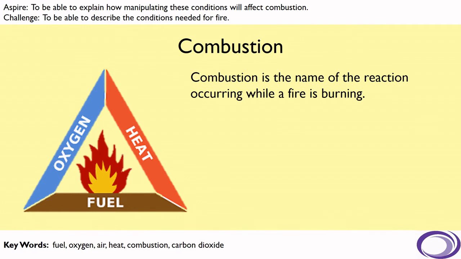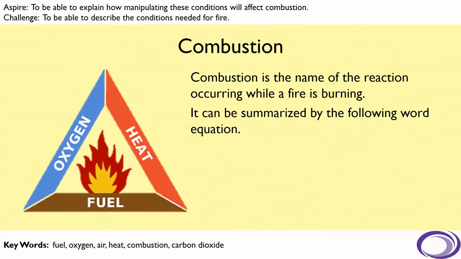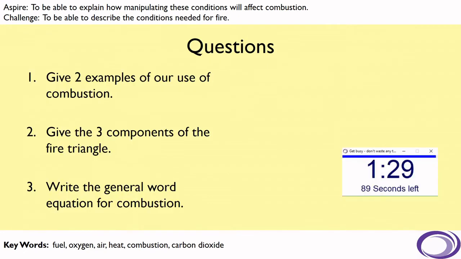Now, combustion is the name of that reaction that is occurring while the fire is burning. It can be summarised by a word equation. Fuel plus oxygen forms carbon dioxide plus water. Now I'd like you to have a go at answering these 3 questions. Give 2 examples of our use of combustion, give the 3 components of the fire triangle, and write a general word equation for combustion.